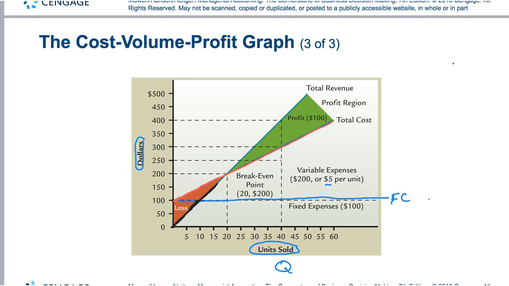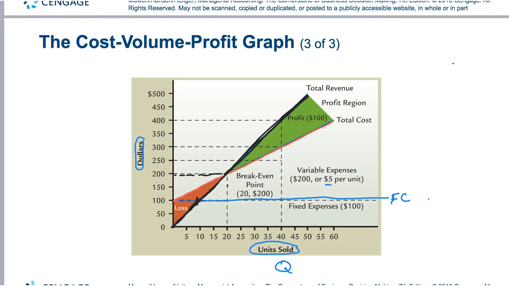Right here is the point at which our revenue meets our fixed costs. But because we have variable costs, we still aren't breaking even. But at this point, at 20 units, we have $200. So therefore our sales price per unit is $10. So at 20 units, we have $200 right here, right? And so everything above that starts to be profit.